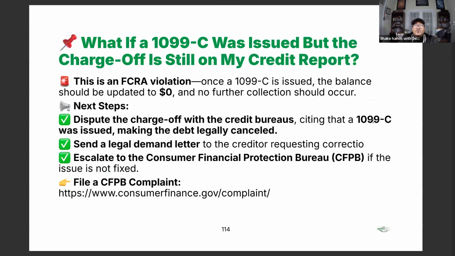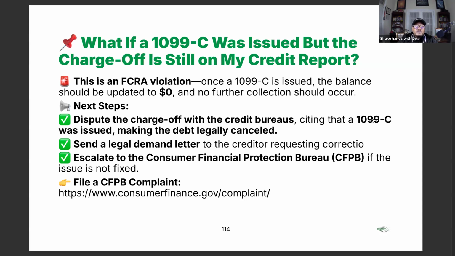So let's keep going. What if the 1099-C was issued, but the charge off is still on your credit report? Once a 1099-C is issued, again, y'all, the balance should be updated to $0. You shouldn't have a balance there, no further collections. I've stated that several times. Dispute the charge off, which I'm going to show you how to do here in just a second, with the credit bureau, citing that the 1099-C was issued, making the debt illegal and canceled. Send a legal demand letter, which I'm going to show you here in just a second.